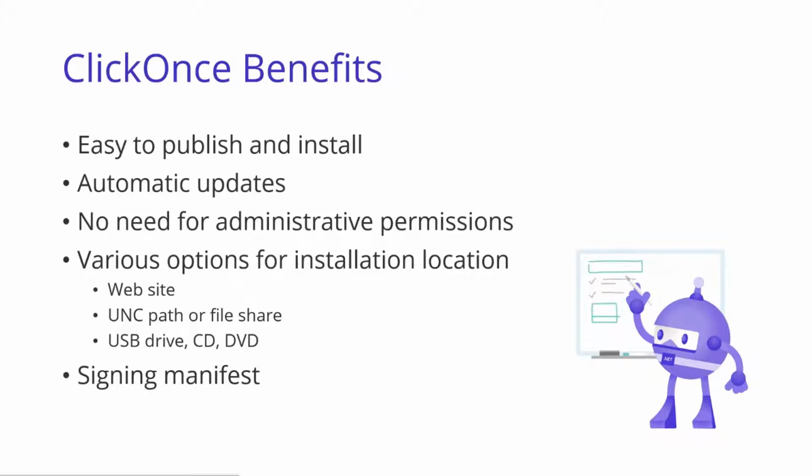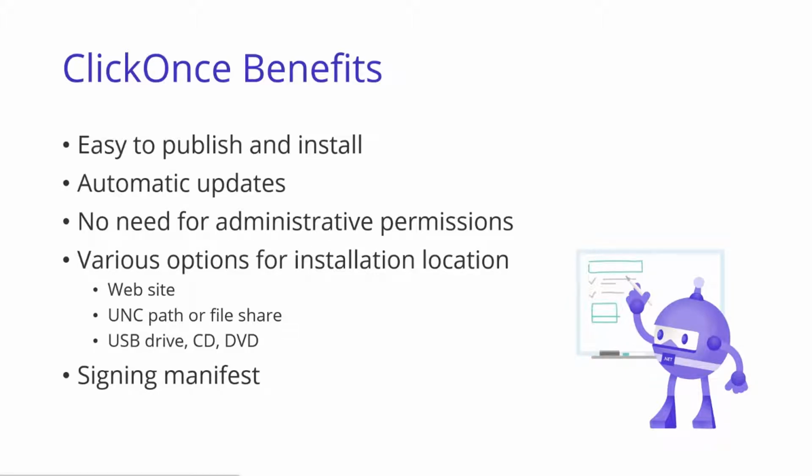There are various options for installation location. Your users can install ClickOnce applications from a website, from a UNC path, from a file share, or even from USB drives, CDs or DVDs. And there is also an option to sign the ClickOnce manifest with a certificate and provide additional security for your applications. And so that is the old ClickOnce that, if you have been using .NET Framework, you all know all the features. We heard your feedback loud and clear that you want to see ClickOnce in the new versions of .NET.